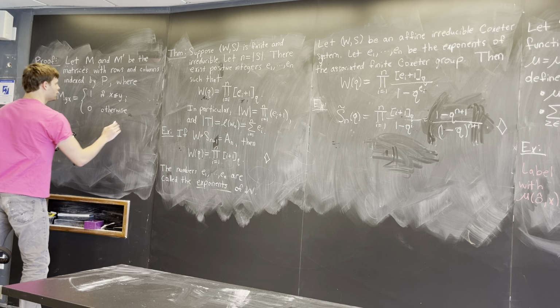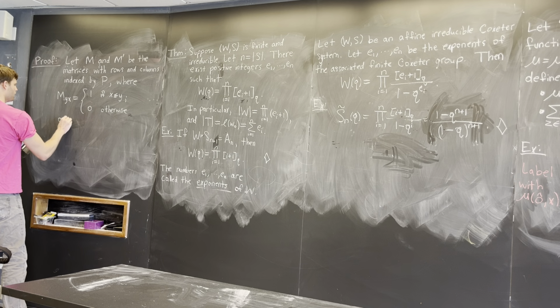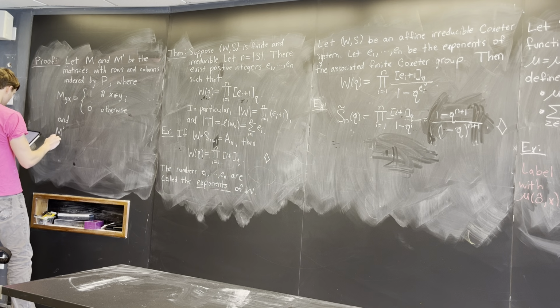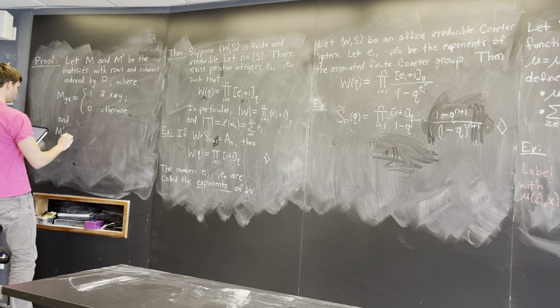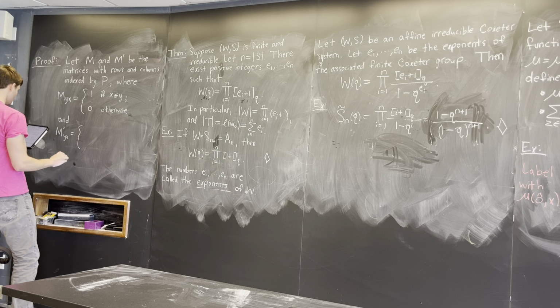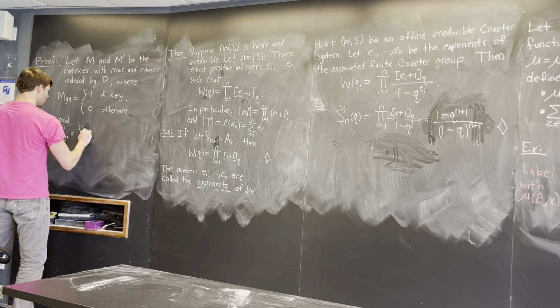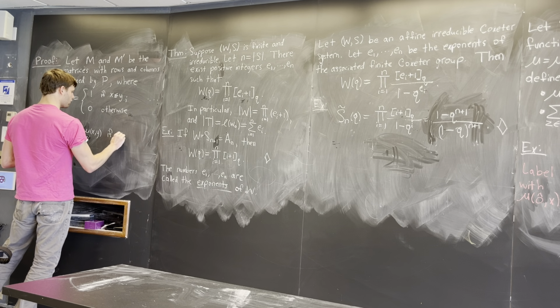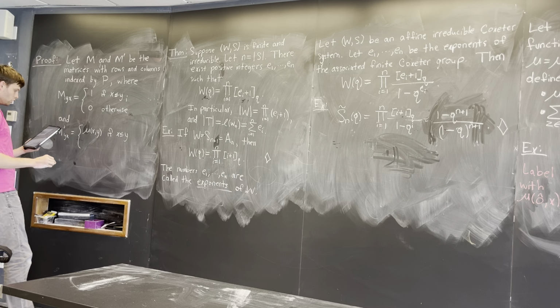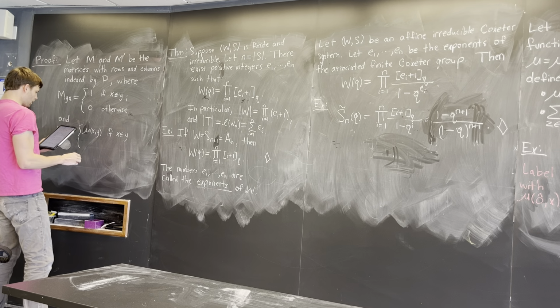And I should define also M prime. So M prime sub yx should be mu of xy if x is less than or equal to y, and it's 0 otherwise.